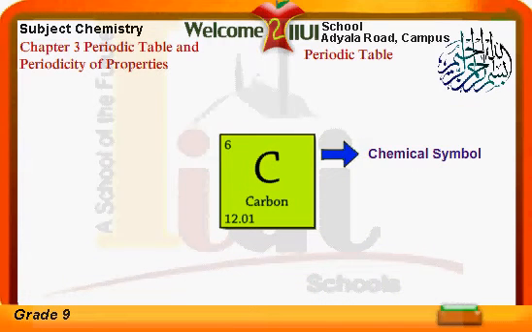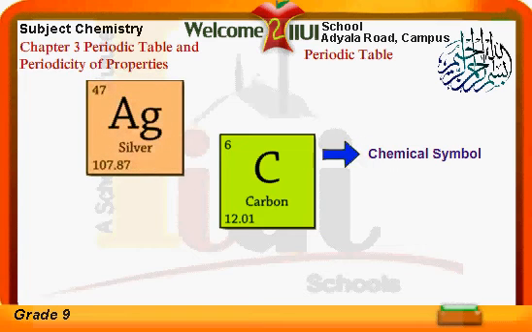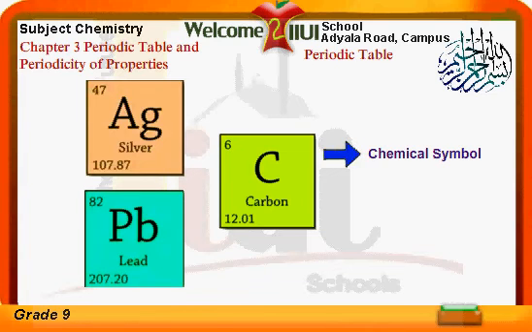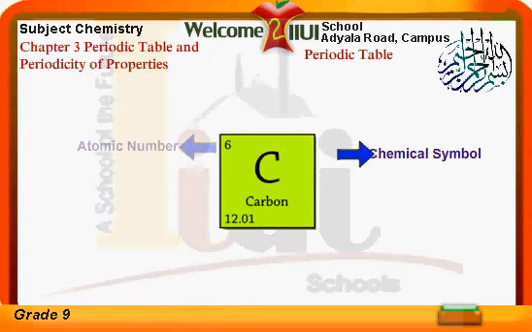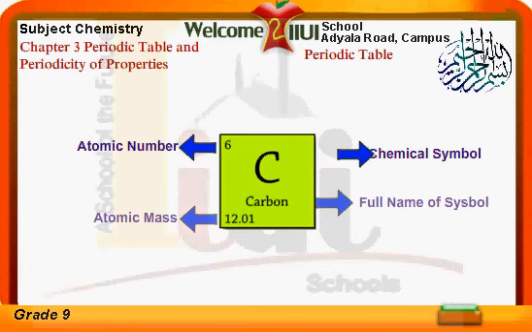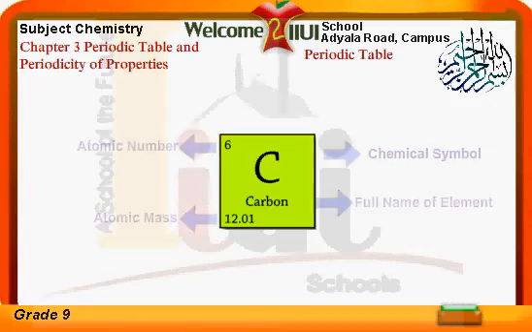Students, each element is represented by one square on the periodic table with one or two letter chemical symbols. Many of the chemical symbols are derived from the English name for the element, but some come from other languages. For example, the symbol of silver is Ag from the Latin argentum. The symbol of lead is Pb from the Latin word plumbum. Above the chemical symbol is the atomic number of the element, and below the symbol are the full name of the element and its atomic mass.